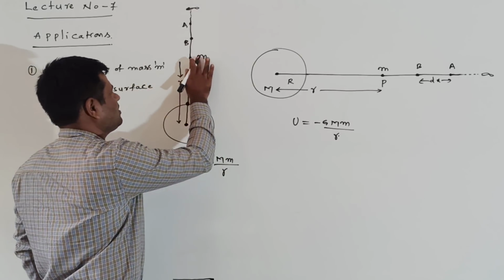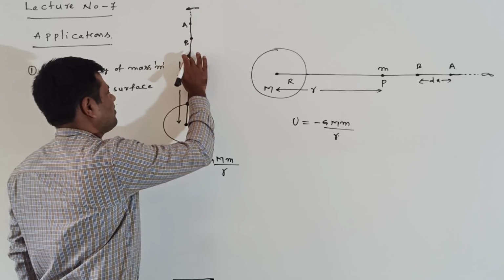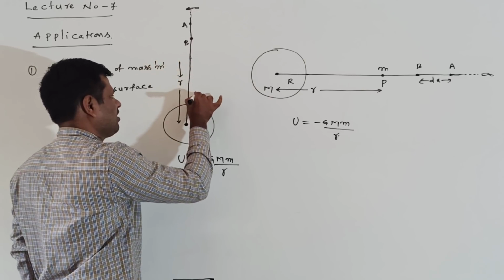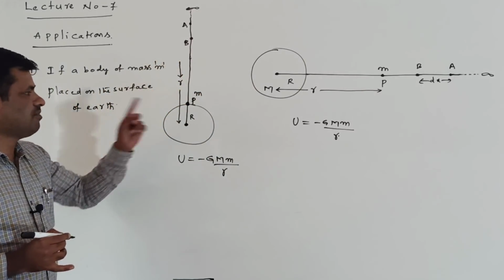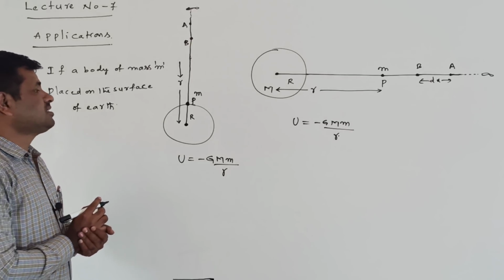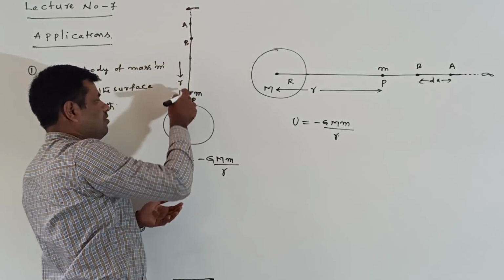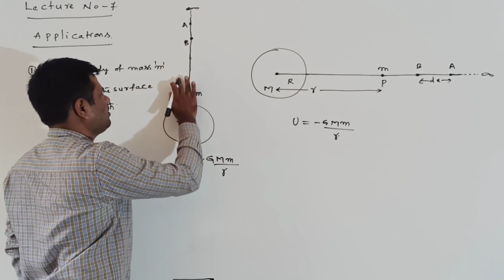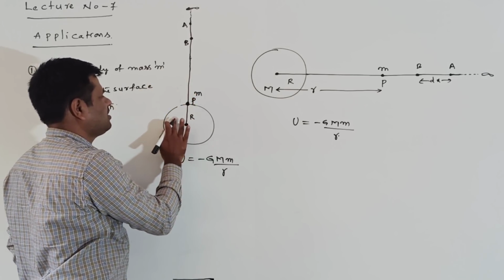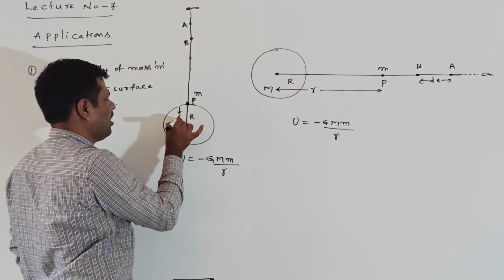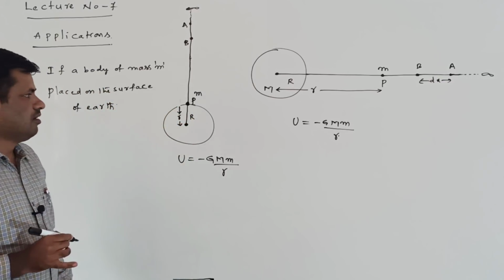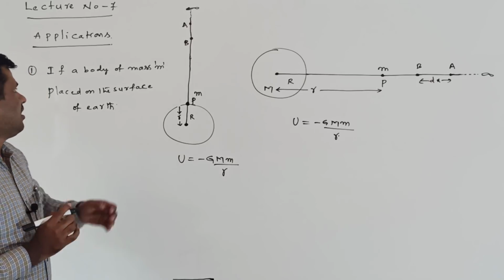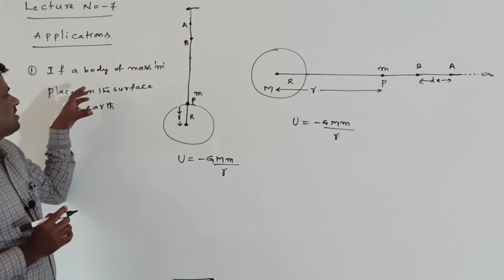The body is placed on the surface of the Earth, so P point is on the surface of the Earth. The body is taken from infinite to P point. The distance from the center to P point, which we already know, is R distance.